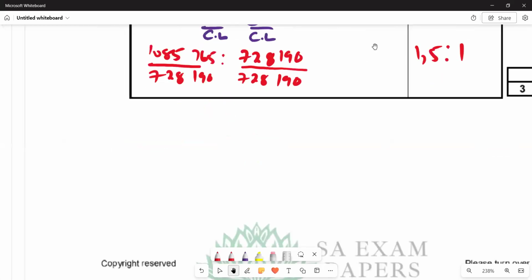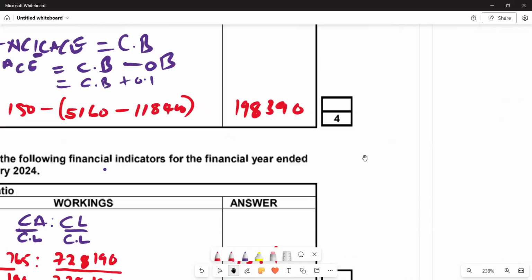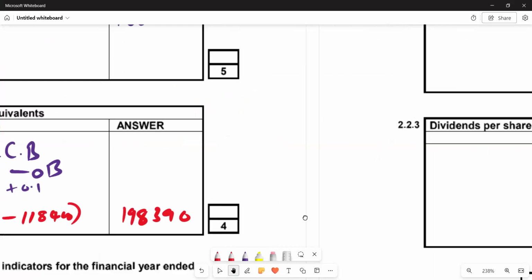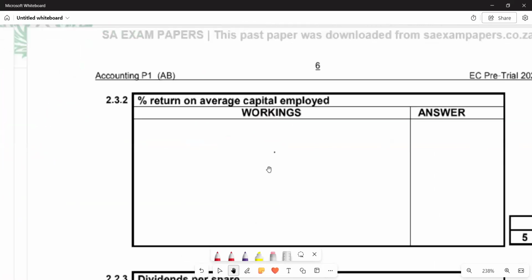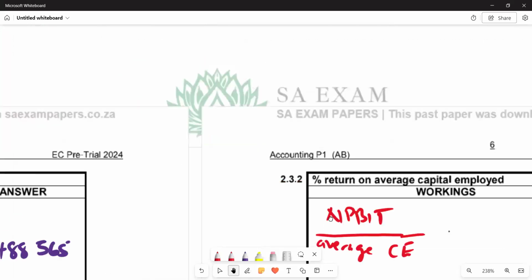Then obviously we go to the next question and try to see what we have. So on the next question, we are calculating percentage return on average capital employed. So basically, we are saying the formula, we are saying net profit before interest and tax over average capital employed.